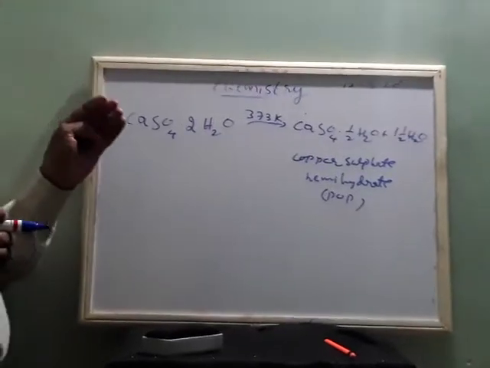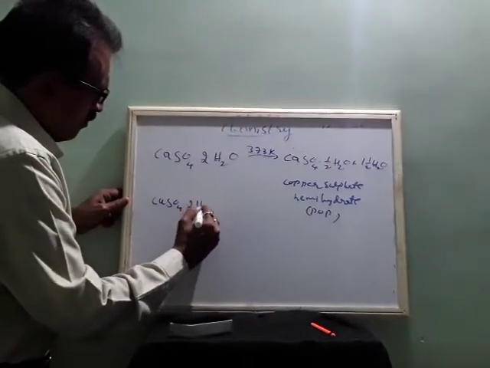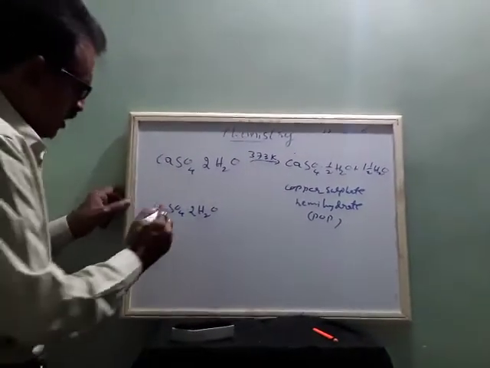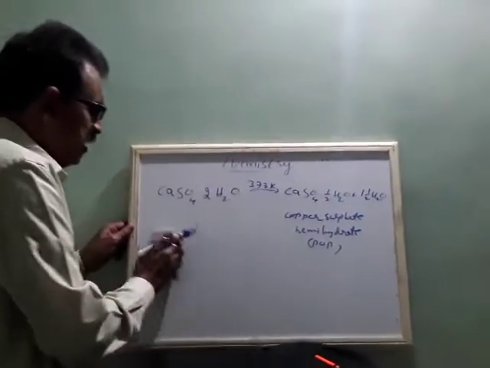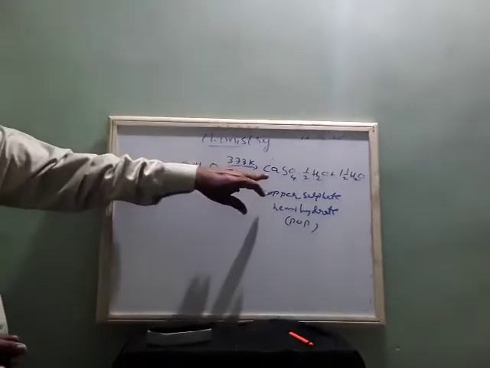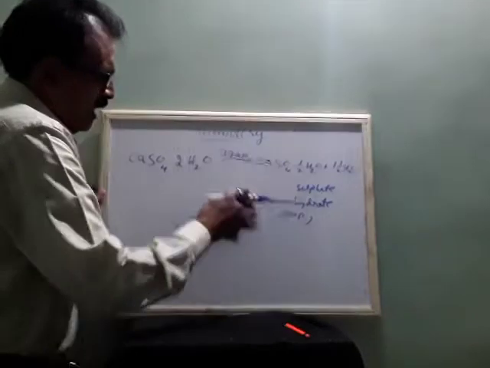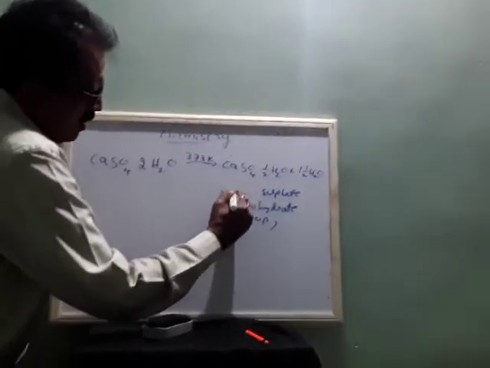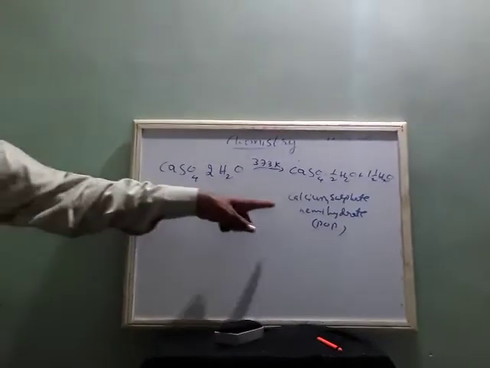Before this, there was a little confusion. Actually, I wrote CuSO4 2H2O, but that is actually CaSO4 2H2O. That is gypsum. Okay, so keep in mind: gypsum when heated at 373 Kelvin forms calcium sulfate hemihydrate, which is called plaster of Paris.